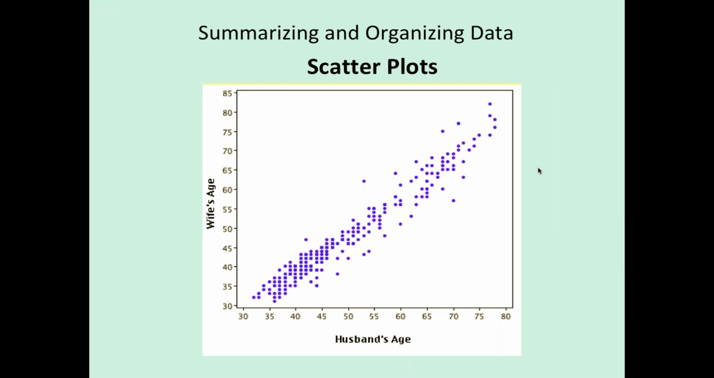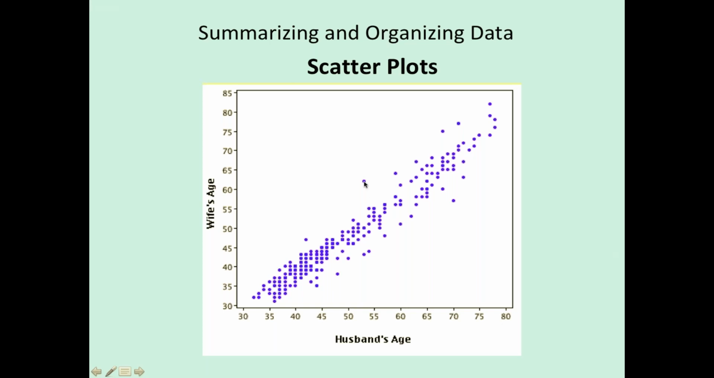Scatter plots. It's another way to display data, right? We're going to be looking at the software that we're using and how we're going to use these different pieces of software to display data. In this case, we're comparing a husband's age to a wife's age. It's two numerical values, right? So the husband might be, say, 50 years old. Each one of these dots represents a pair, a husband and a wife. The husband's age is on the x-axis, the wife's age is on the y-axis.